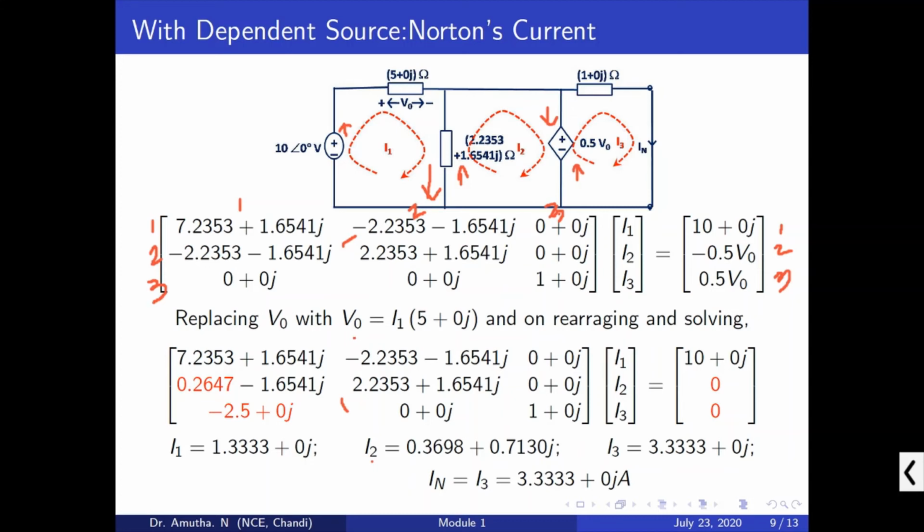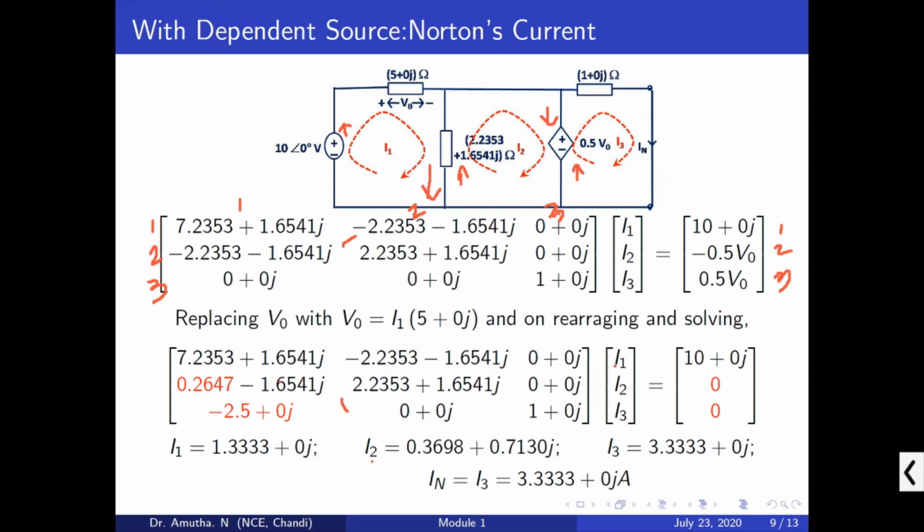Okay, so the dependent source V0 is equal to, what is V0? V0 is nothing but your voltage drop across this 5 plus 0j ohm, as said earlier. After substituting this V0 in this matrix equation, since we have two V0, there will be two changes in the impedance matrix. As said before, the same value is coming here, and here one more additional term is coming, it is minus 2.5. Since V0 depends on I1, only the I1 elements will be changing.